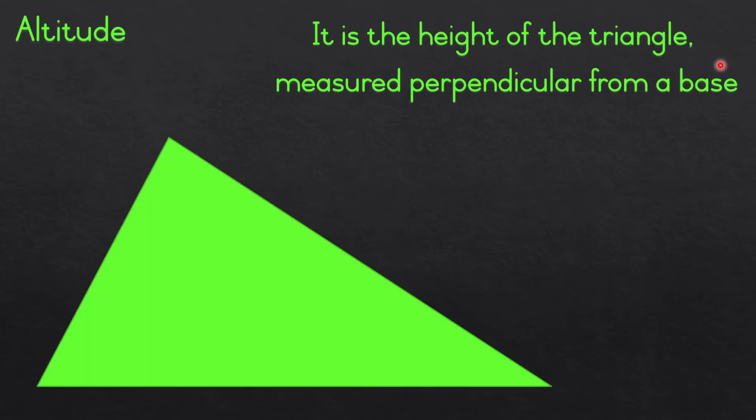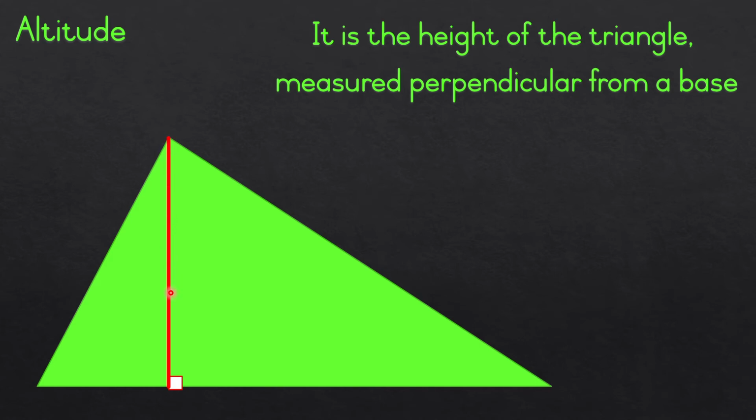So if we take this triangle, we can have this base, or we can have that as a base, or we can have this as a base. Let's use the bottom one for now. So the height of a triangle is measured perpendicular from a base. If we decide that this bottom is our base, then a line that is perpendicular to it and meets the vertex on the opposite side is our height.